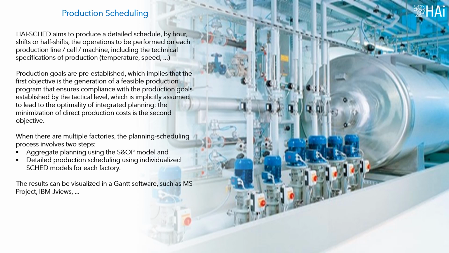When there are multiple factories, the planning and scheduling process involves two steps: aggregate planning using the S&OP model, and detailed production scheduling using individualized SCHED models for each factory.